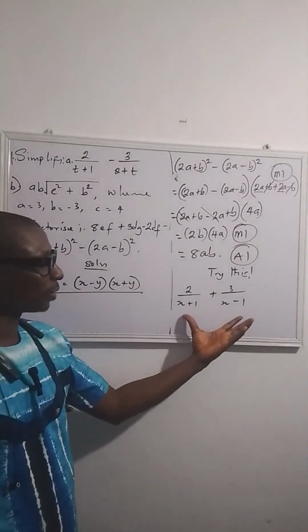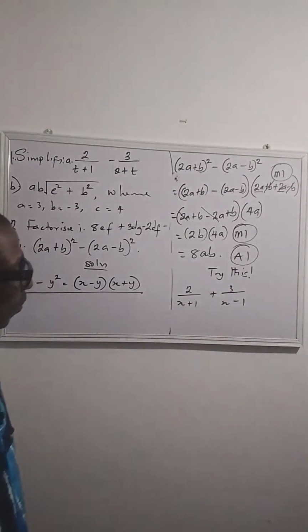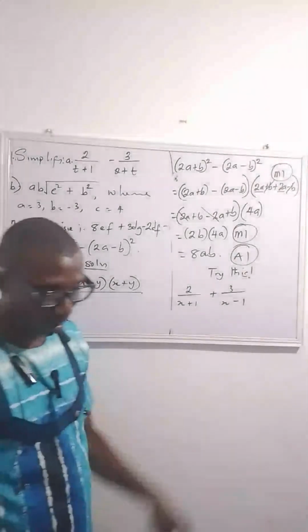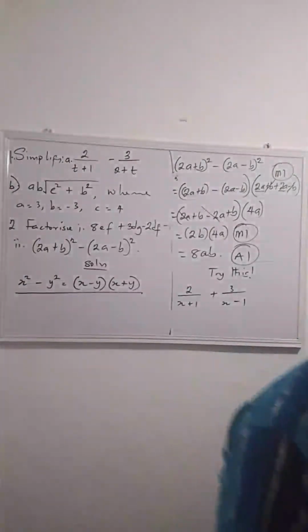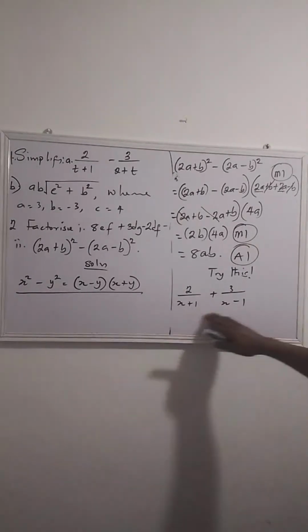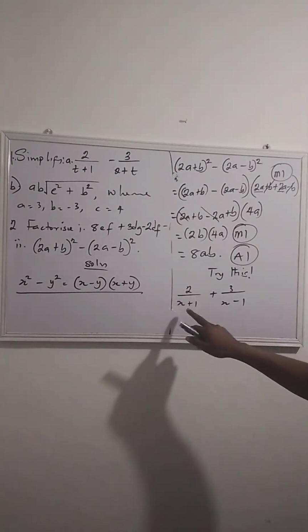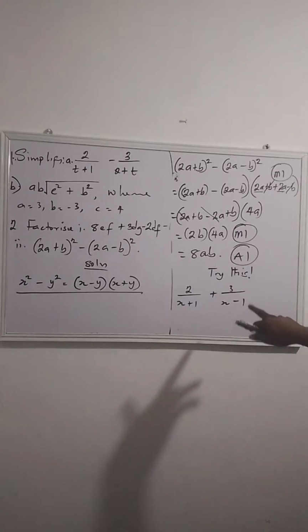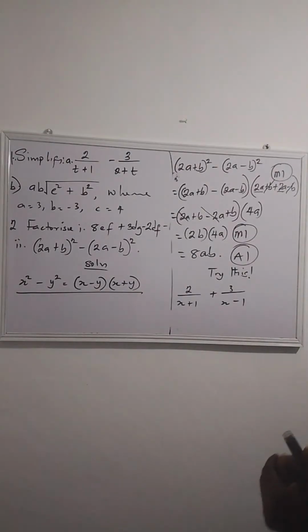So I want you to try this now, and let's see what you are going to have for the answer. What are you going to have? Try this. Simplify this: 2 over x plus 1 plus 3 over x plus 1. And then let's quickly try this one and let's see what we have.